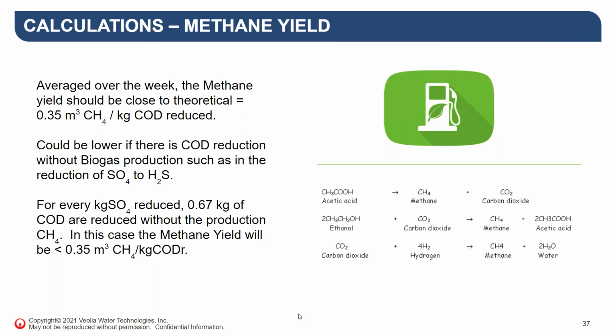Now that number could be lower if you get COD reduction without biogas production. And that's typically in anaerobic digesters caused by the reduction of sulfate to hydrogen sulfide. And for every kilogram of SO4 that's reduced, you reduce 0.67 kilograms of COD, but you don't make any methane. And why are we checking this? Because if we don't get that number, we know that something's wrong. So, okay.